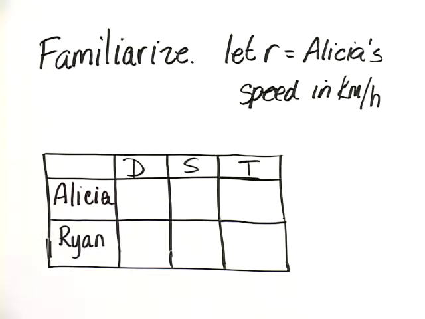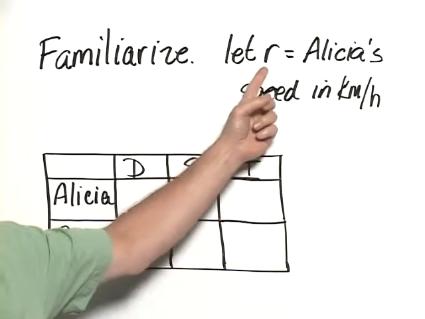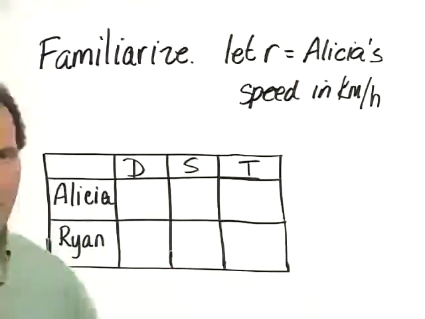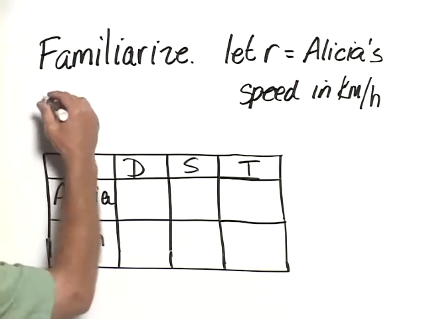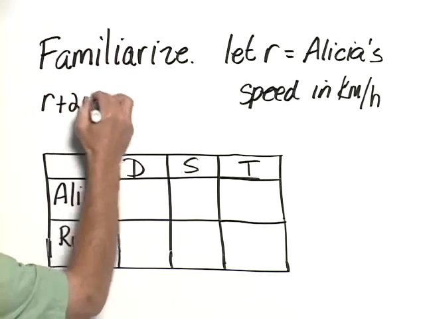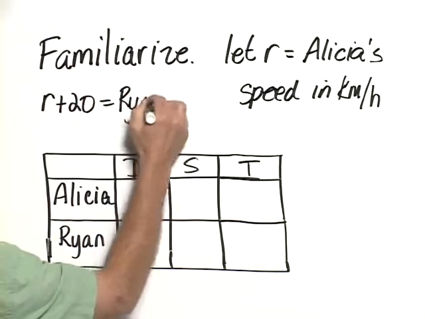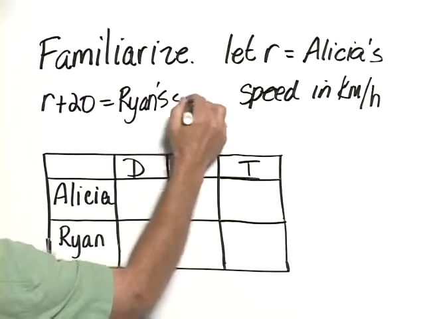So the first step in our process is to familiarize. We'll start by letting R equal Alicia's speed in kilometers per hour. If we do that, then we know that R plus 20 would be Ryan's speed.